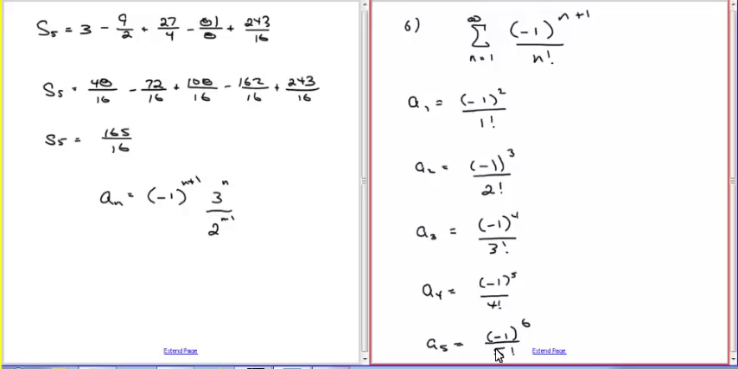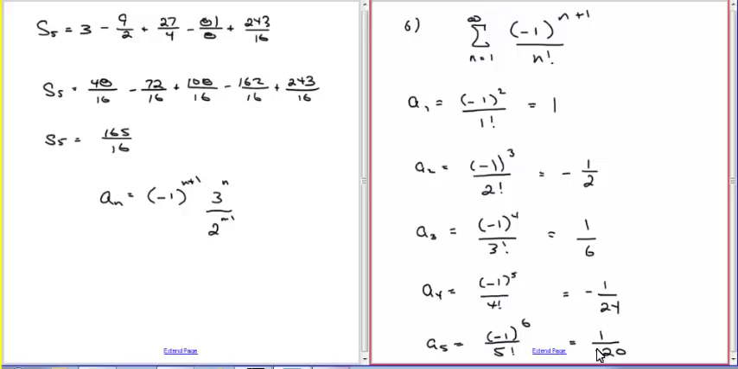And so what do we get here? Well, -1 squared is 1, divided by 1 is 1. Okay, so that's 1. Here we get negative, because it's to the odd power, over 2 factorial, which is 2. So we get -1/2. Then we get positive 1 over 3 factorial, which is 6. Then we get -1 over 4 factorial, which is 24. And the final one is positive because we have an even exponent. So we get 1 over 5 factorial, which is 120.